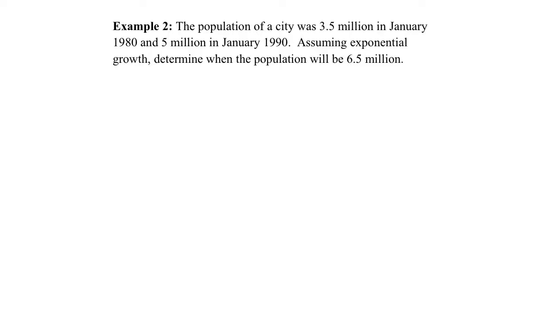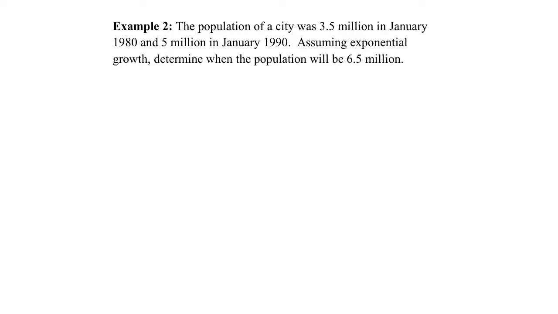It says determine when. The population of a city was 3.5 million in January 1980 and 5 million in January 1990. Assuming exponential growth, determine when the population will reach 6.5 million. Now, the common mistake is the year, ready? January 2000. If you thought that, it's okay, but that's not right. The common mistake is January 2000, because look, ready? Watch. 3.5 to 5, how much does that go up? 1.5 million.